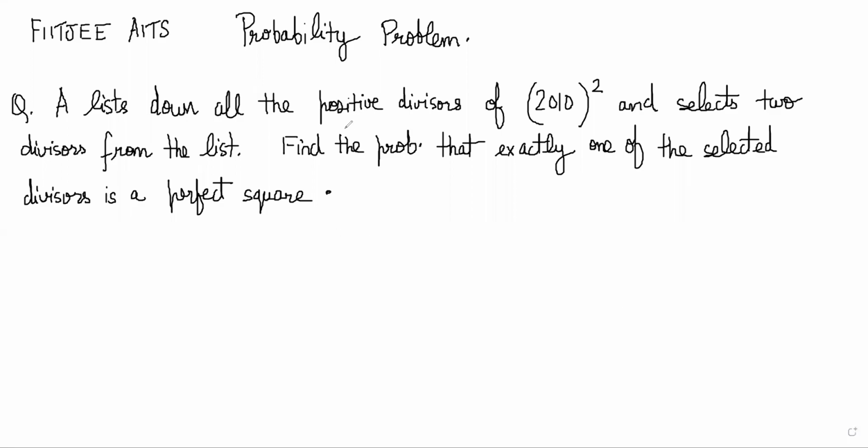Hi. So this is a FIITJEE AITS problem. It's a probability question. I wanted to discuss this here because one of the students had a doubt here.